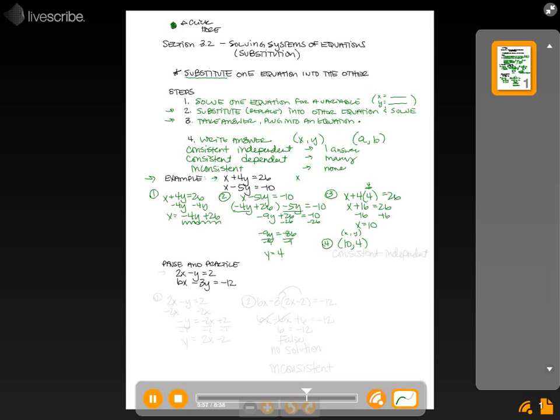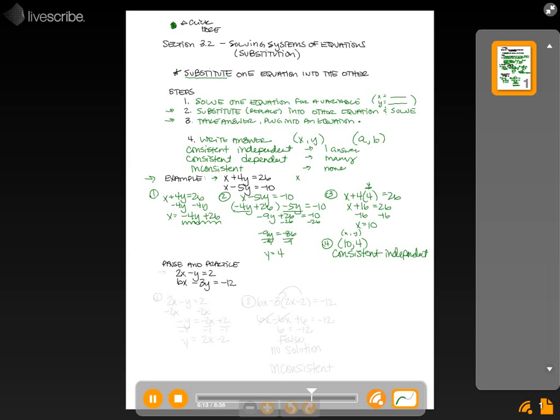Now we have one answer here. If we think back to our classifications, that means it's consistent, independent. Okay, so we've got our answer and we've classified it.